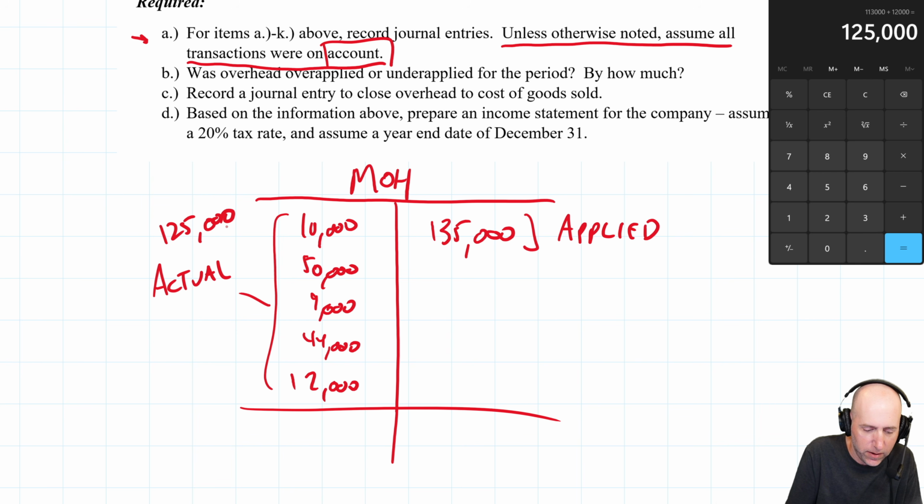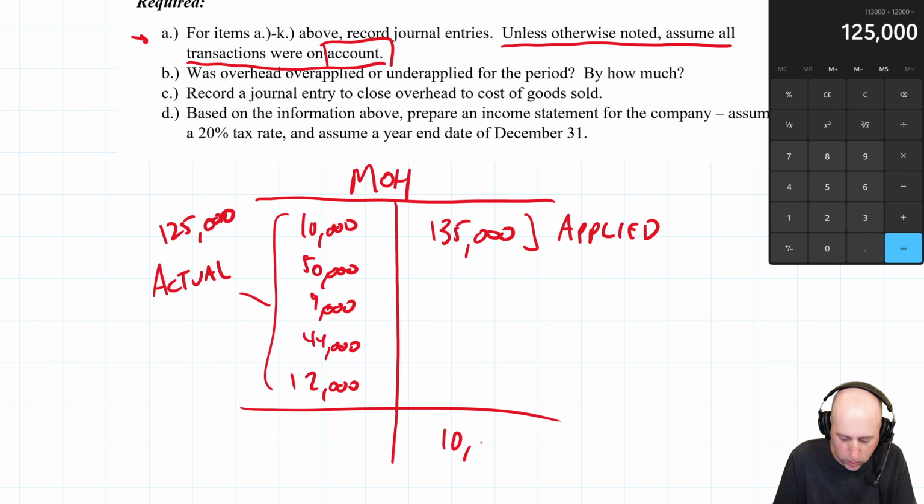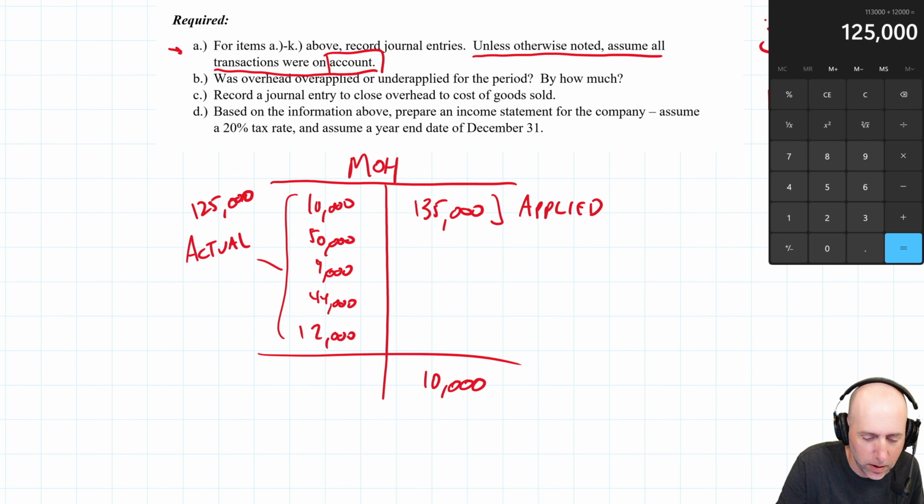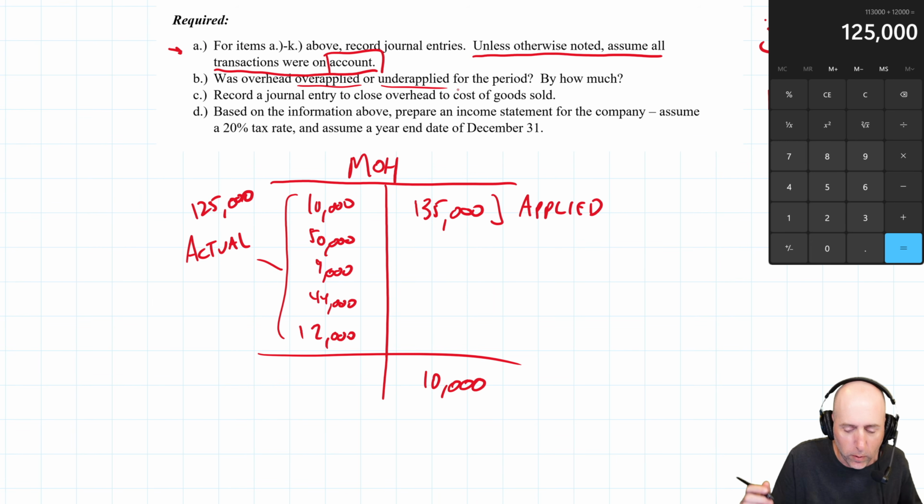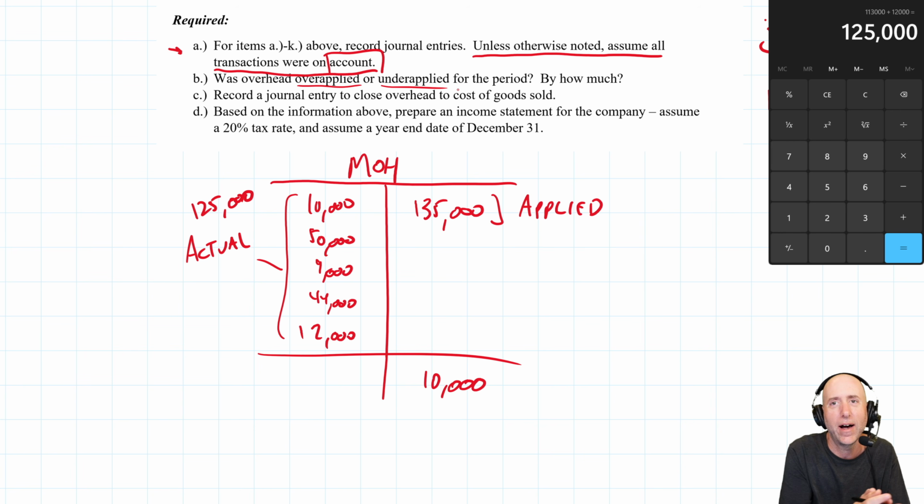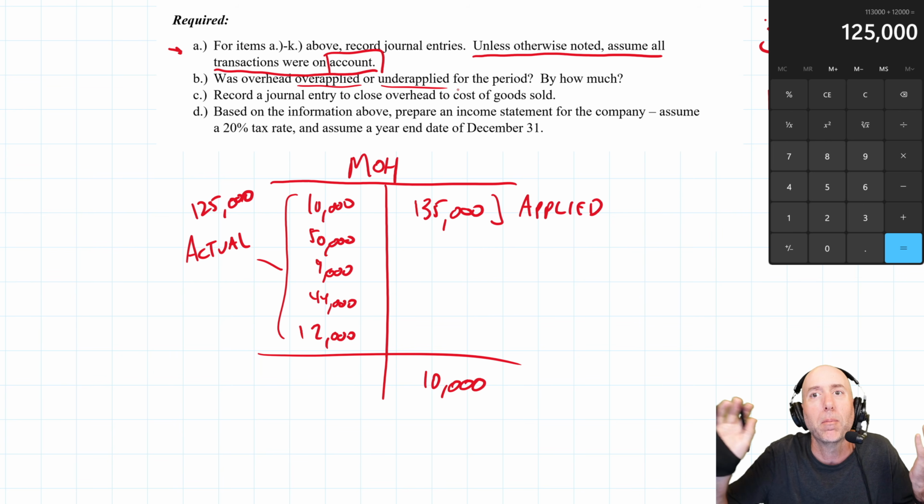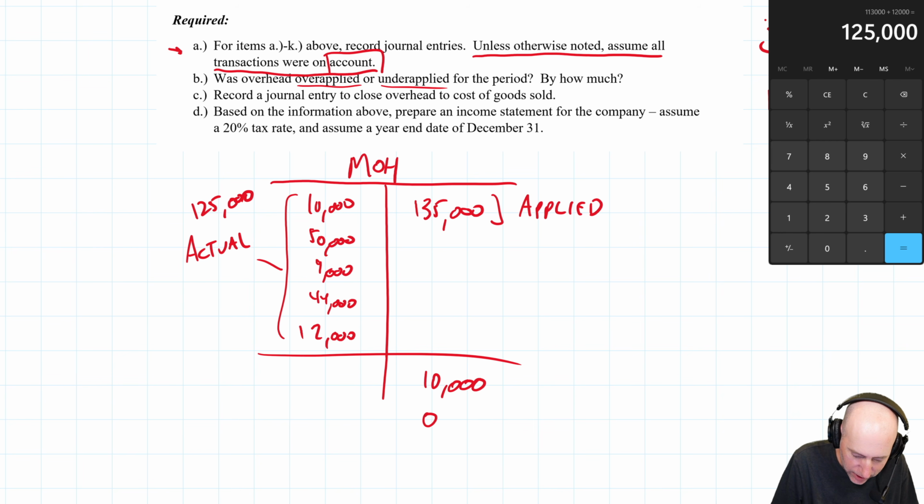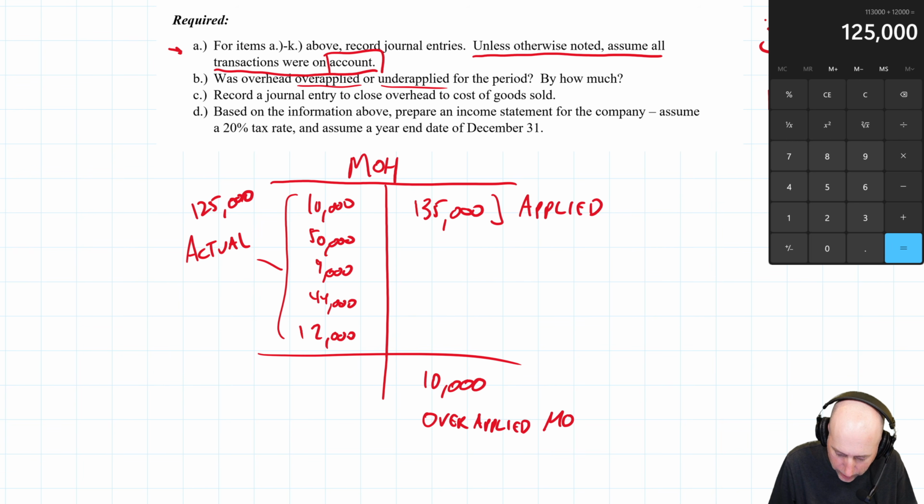So if I look at this T account, I just take the big side minus the small side, I end up with a credit of $10,000 in my MOH account. And we always comment on overhead being over-applied or under-applied. Well, what do you think the case is here? I applied 135. I actually had 125. A perfect applied would have been 125. I over-applied. I applied too much, right? So this is $10,000 of over-applied overhead. So that's the answer to the question. Was overhead over-applied or under-applied for the period? By how much? $10,000 over-applied.